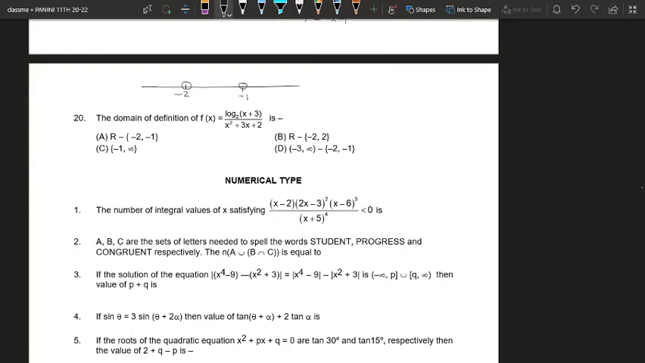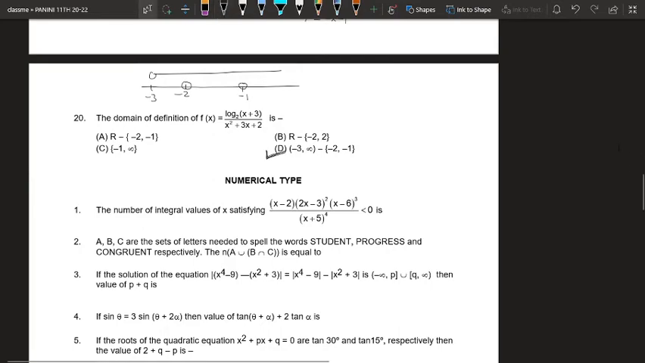And log base 2 of x plus 3. That is, log is defined for positive values, so x should be greater than minus 3. That is minus 3 to infinity, excluding minus 2 and minus 1.